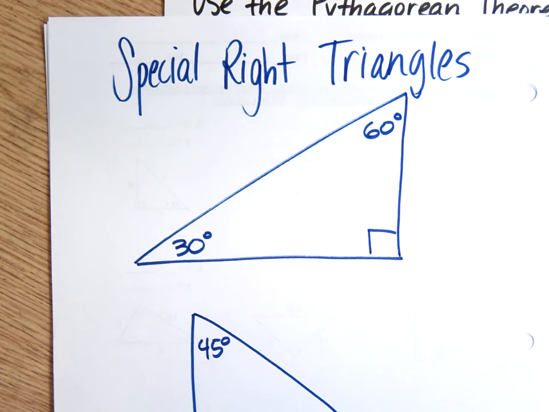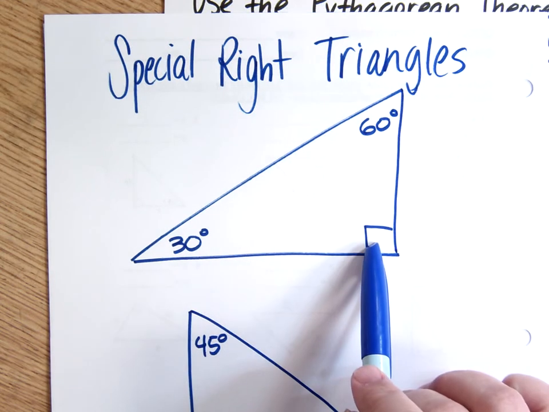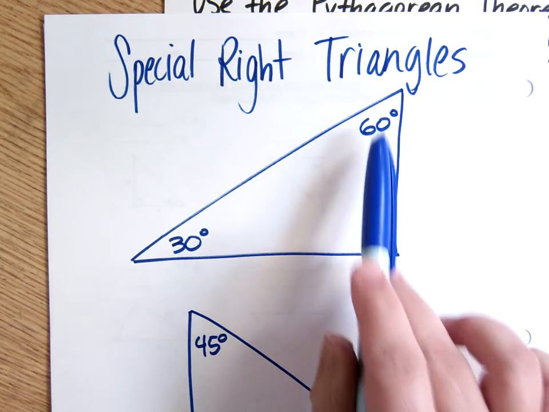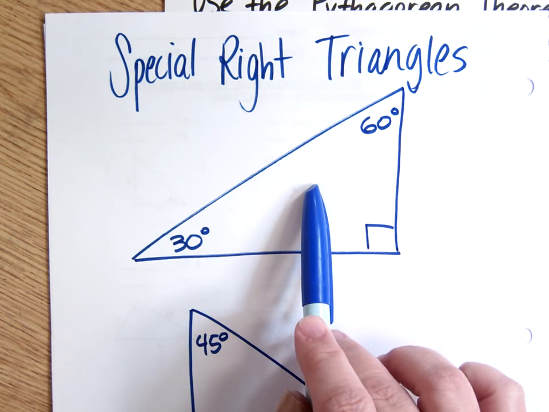Okay, geometry folks, there are two types of triangles that are so special to us that we take the time to memorize how the side lengths are related in that particular type of triangle. Remember that anytime you have three angles the same, then those two triangles are going to be similar. So every other triangle that has these three angles is going to be similar to this triangle. So that's true, it doesn't matter what the three angles are.